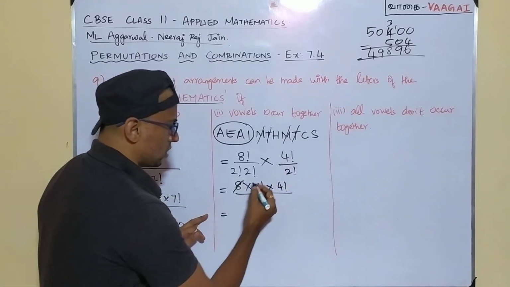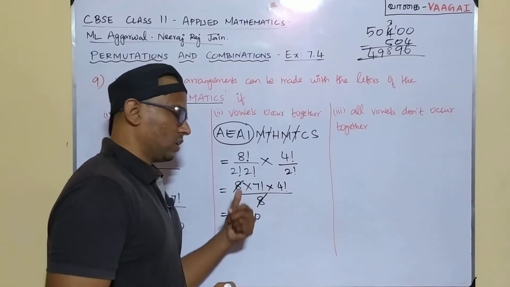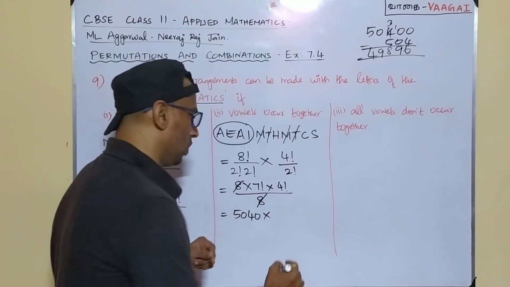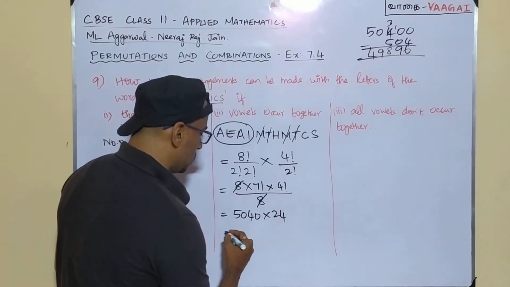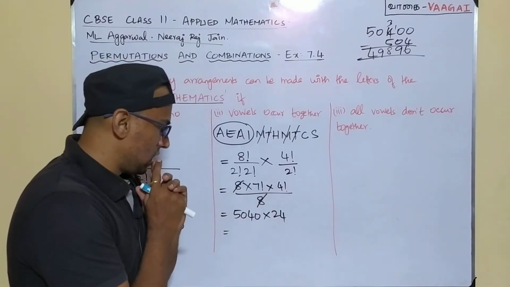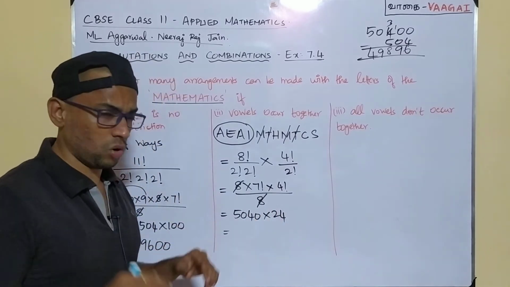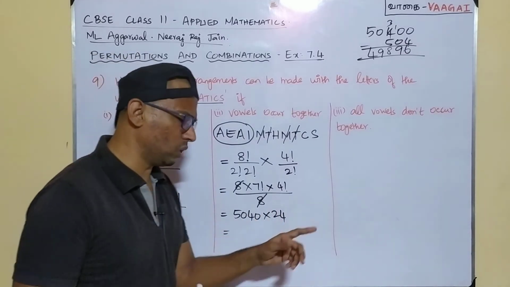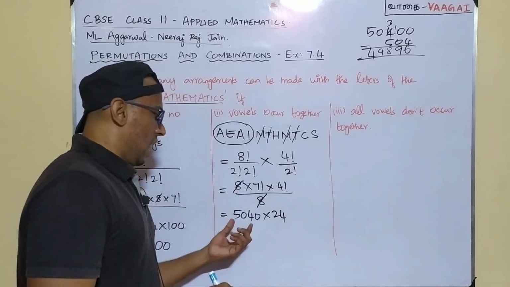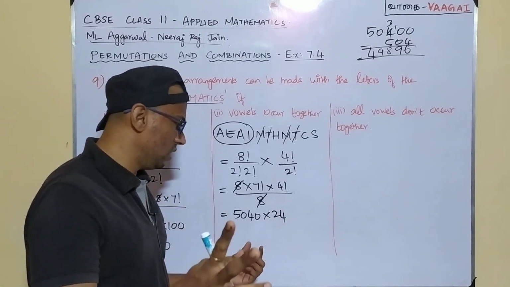So what is 7 factorial? 7 factorial is 5040. Correct? Yes. 7 factorial is 5040, multiplied by 4 factorial, which will be 24. So 5040 multiplied with 24 will give you the complete answer. This itself is enough for us to get the final answer. So let's work this calculation carefully. How we can do this calculation is, first I will multiply 5040 into 20. 5040 into 20, I will do that first.